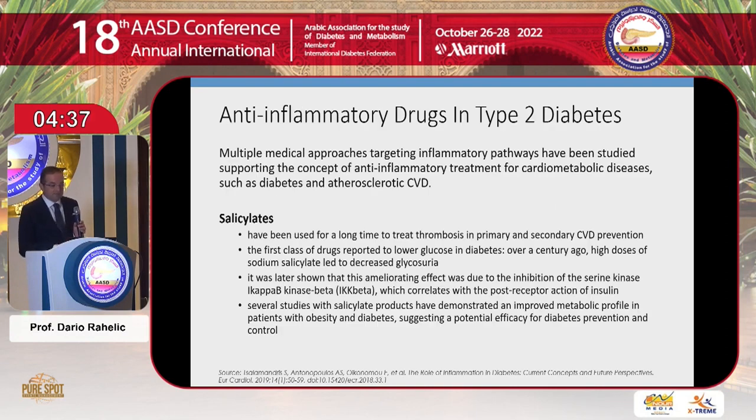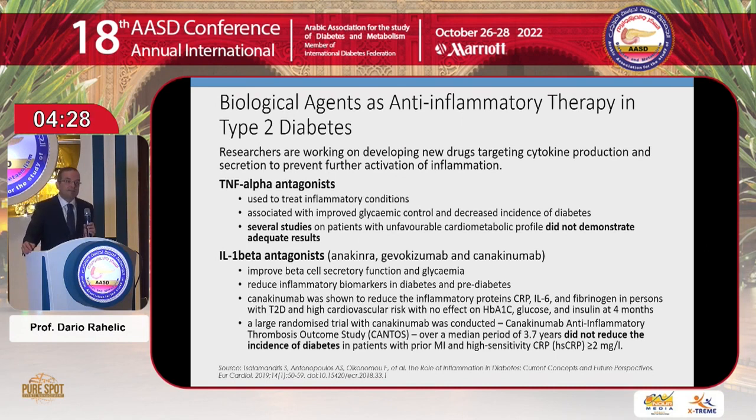Also, salicylates, we know that we are using that in secondary prevention in type 2 diabetes and also cardiovascular disease. But maybe one of the most prominent drugs in terms of inflammation is TNF-alpha antagonist, and several studies did not demonstrate adequate results, unfortunately, and also interleukin-1 beta antagonist also did not reduce the incidence of type 2 diabetes. So there are so many different aspects. We are talking about the importance of TNF-alpha and interleukin beta, and if we are using antagonists of TNF-alpha and interleukin beta, we don't have any effect on the reduction of type 2 diabetes incidence, neither the results of cardiometabolic beneficial profile. So it's confusing.